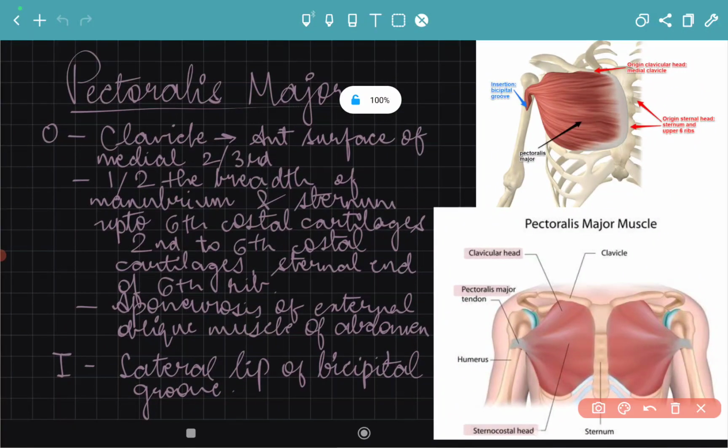So the medial 2/3 of the clavicle, then half the breadth of the manubrium as well as the sternum up to the 6th costal cartilages, as well as the aponeurosis of the external oblique muscle of the abdomen. From here it will insert to the humerus at the bicipital groove. To be very specific, it is inserted to the lateral lip of the bicipital groove of the humerus.